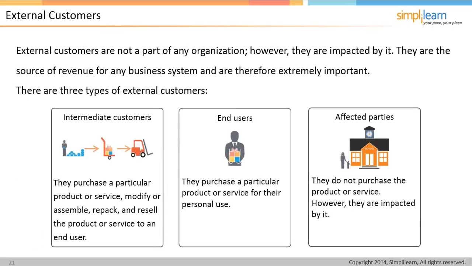External customers are not part of the organization, but they're impacted by it. They're the sources of revenue for the business system and therefore extremely important. Customers always have a choice. Three types of external customers. They're the immediate customers, so they purchase a particular product or service. They modify or assemble, repack, resell the product or service to an end user. End users, they purchase a particular product or service for their personal use. And affected parties, they don't purchase the product or service, however they're impacted by it.